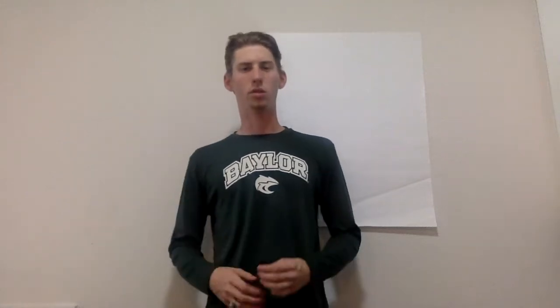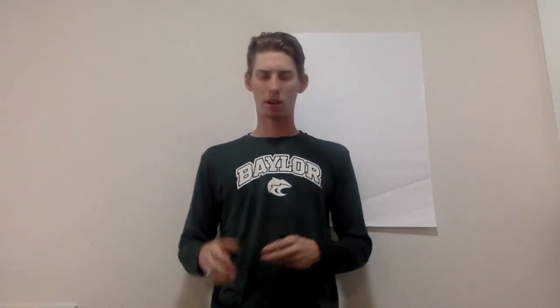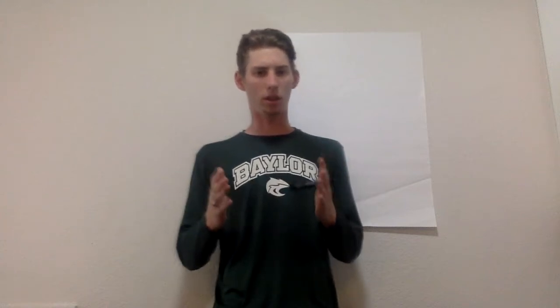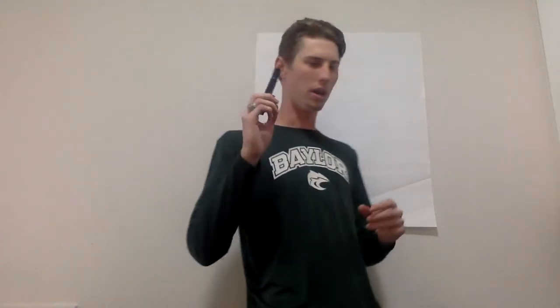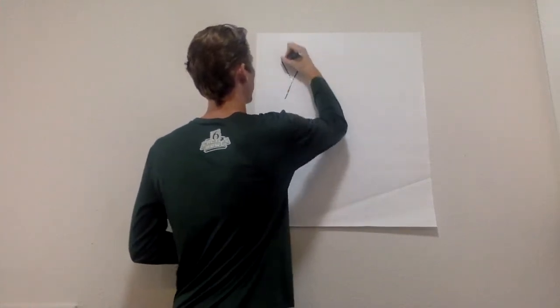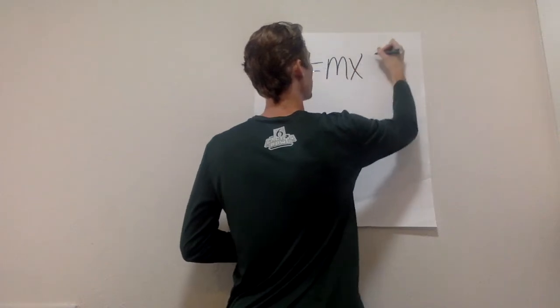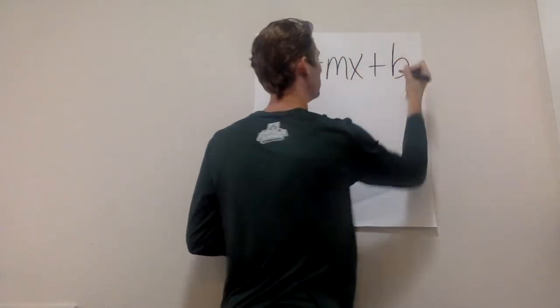Hey guys, go ahead and get out your notes page because we're going to be talking about graphing linear equations from what's called the slope-intercept form. There's a really good reason why it's called that, and we're going to talk about that right now. Here's a formula that you may have heard before that should be on there. It's called y equals mx plus b.